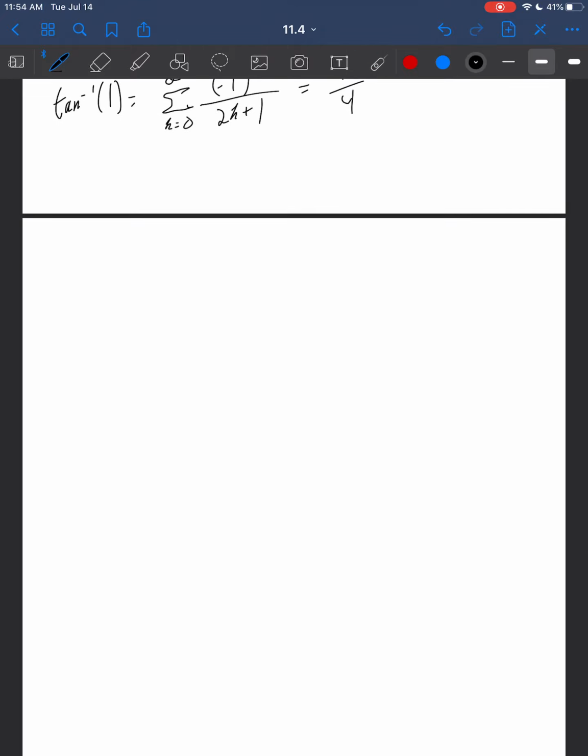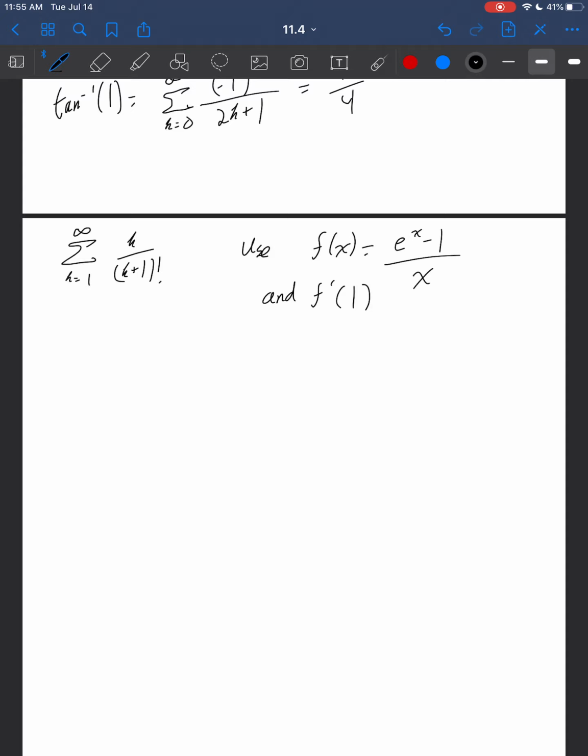Okay, let's do another example for finding the value of a series. So let's say we'd like to find the sum from k equals 1 to infinity of k over (k plus 1) factorial. And I'm giving the hint to use f of x equals (e to the x minus 1) over x and f prime of 1.